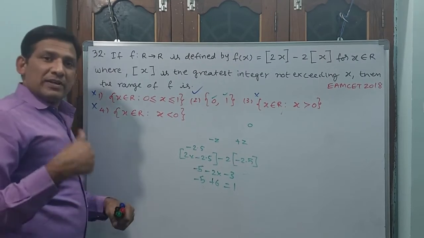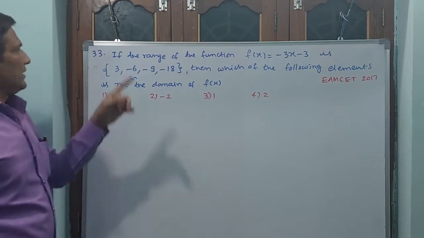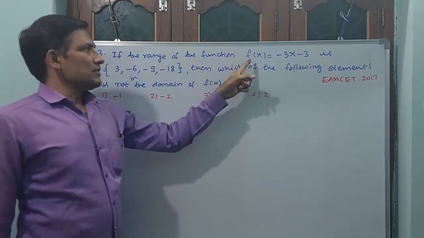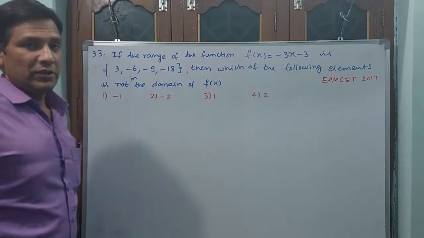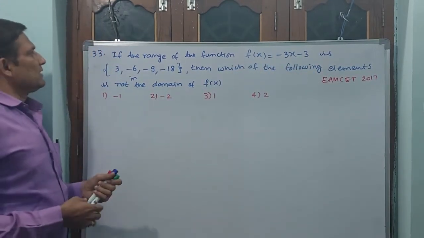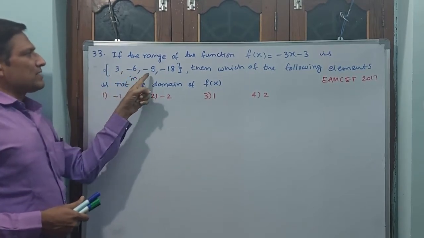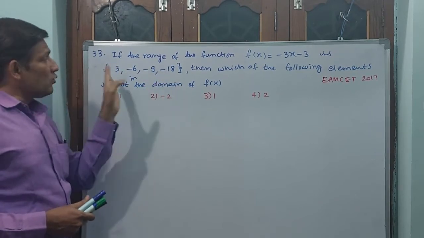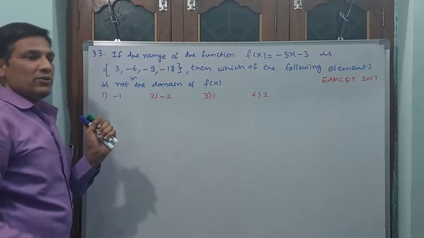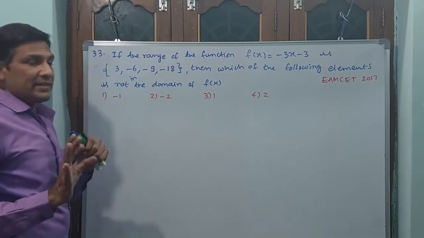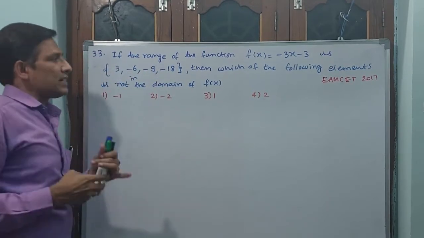Okay, let us go for the 33rd question. Question number 33. If the range of the function f of x is equal to minus 3x minus 3 is, this is the function, minus 3x minus 3 is the function. The range they have given is 3, minus 6, minus 9, minus 18. This is the range. The range is not like an interval from 2 to 33, 2 to 40 or minus 2 to minus 3, they are not there. It is a fixed range 3, minus 6, minus 9, minus 18.